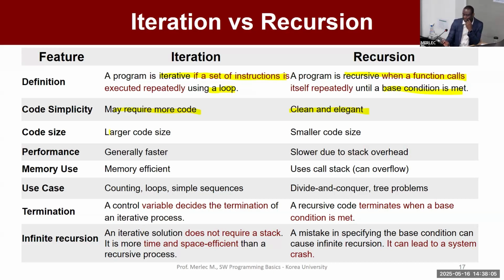In terms of size, the iteration will have bigger code. The recursion will have smaller code. In terms of performance, I've mentioned that several times. The recursion is quite slow because it takes the intermediary values. The iteration uses direct memory access. That's why it's fast.